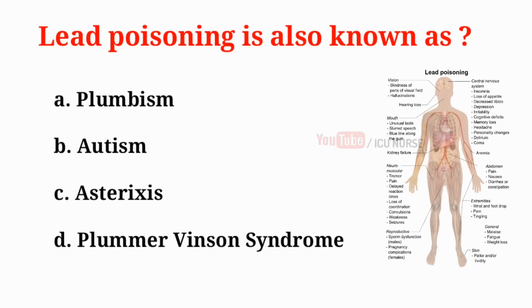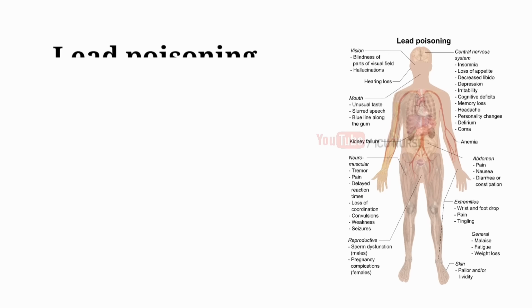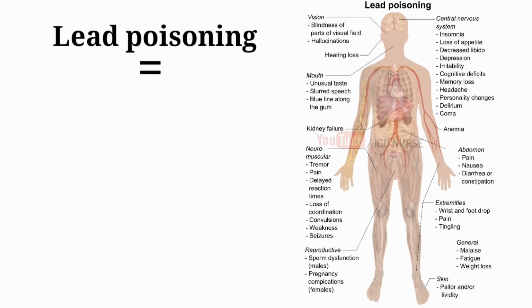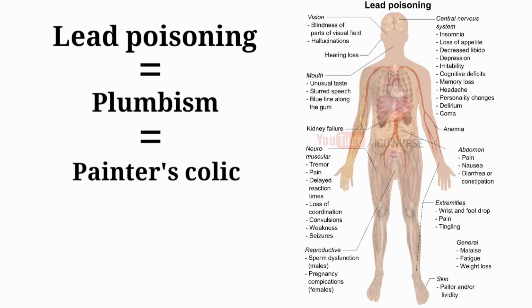Lead poisoning is also known as: A. Plumbism, B. Autism, C. Asterixis, D. Plummer-Vinson syndrome. And the correct answer is A. Plumbism. Lead poisoning is a condition also known as plumbism or painter's colic caused by increased blood serum lead levels.